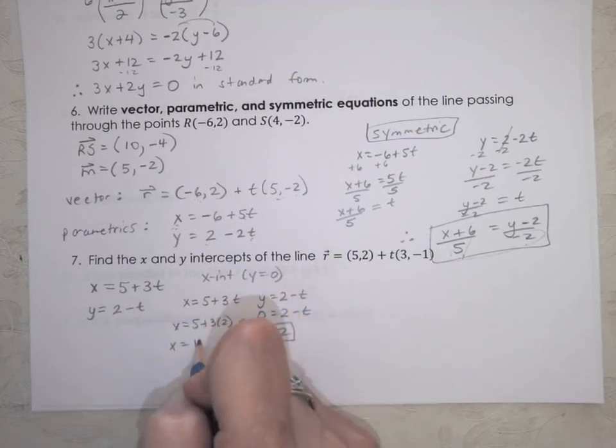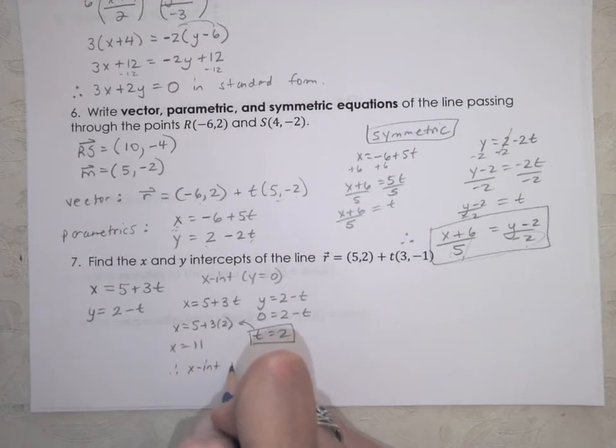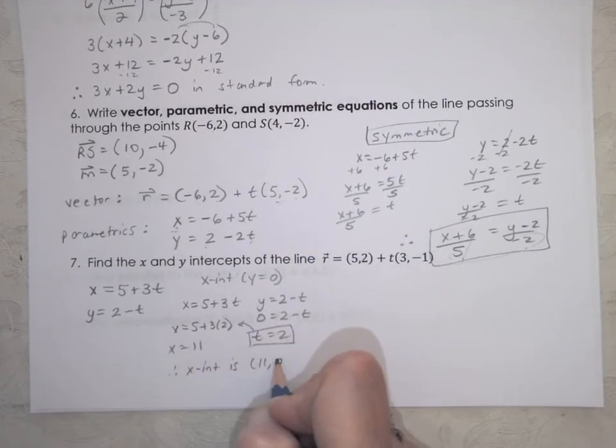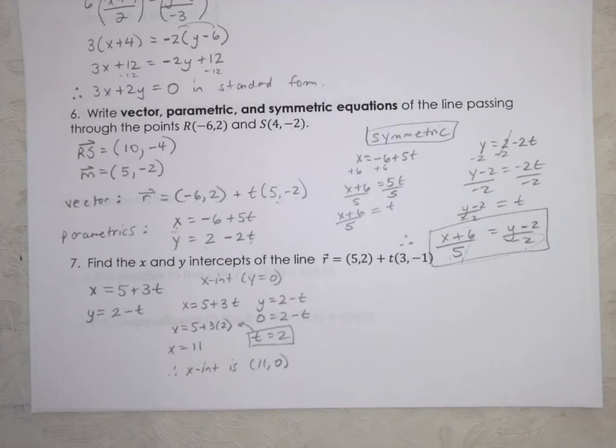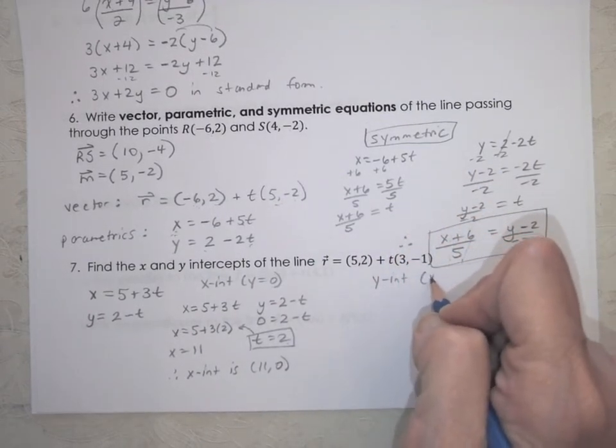So that's going to be 11. So therefore, the x-intercept is (11, 0), because y is 0. For my y-intercept, I set x equal to 0.